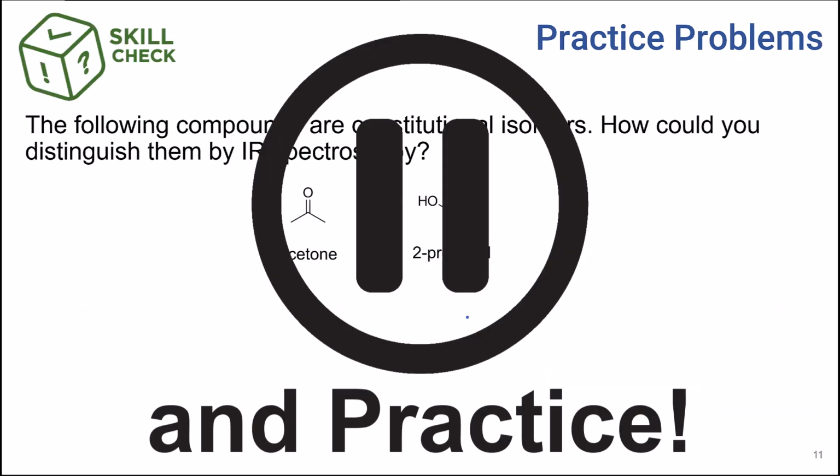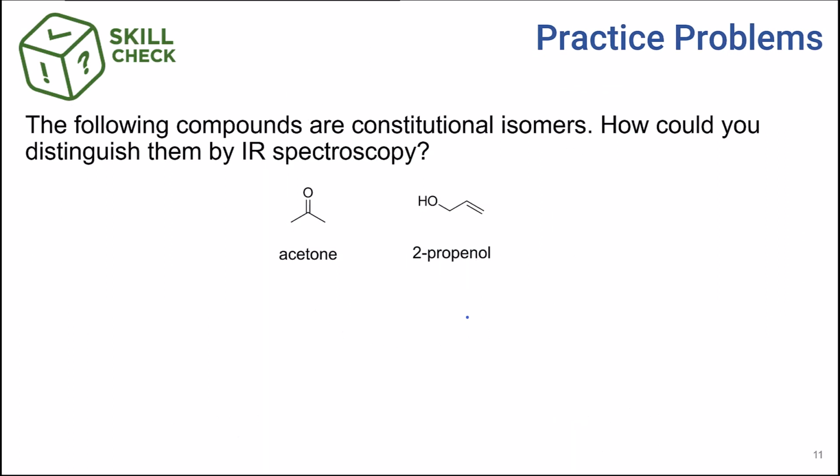If we were doing a reaction and we had two compounds we suspected could be the product, how could we use IR to distinguish these two? If we look at acetone versus 2-propenol, they have the same formula of C3H6O, and acetone has this ketone here, so that's my functional group. The 2-propenol has an alcohol and an alkene.